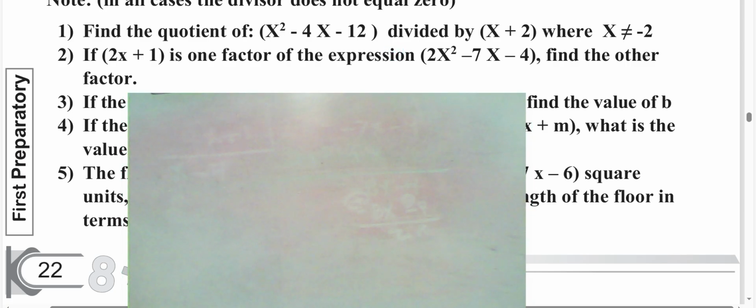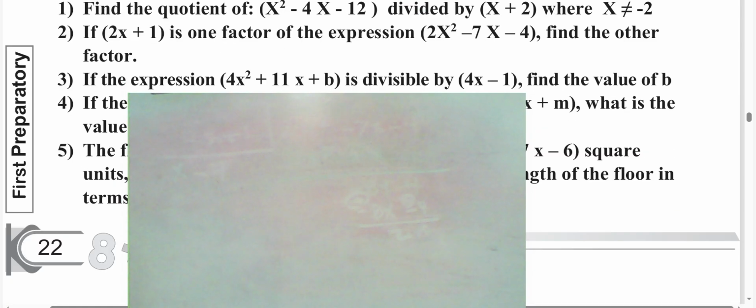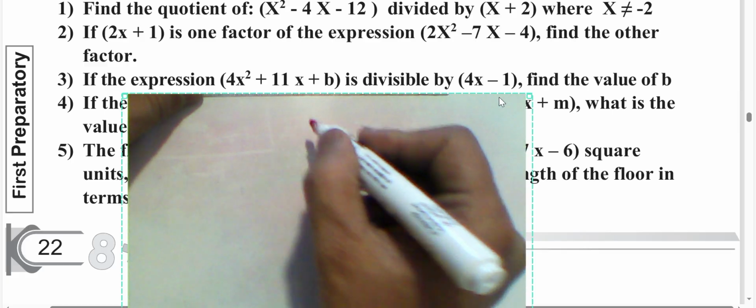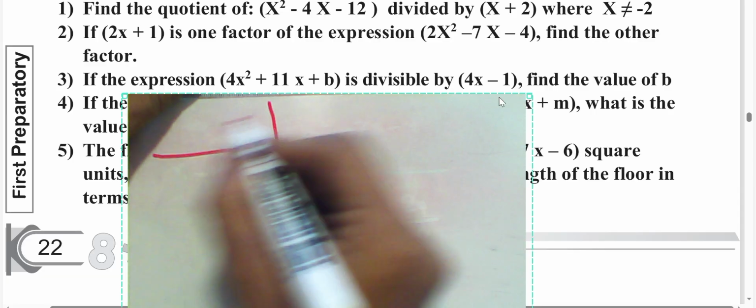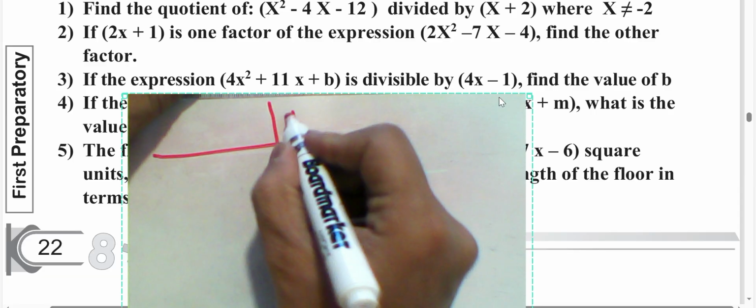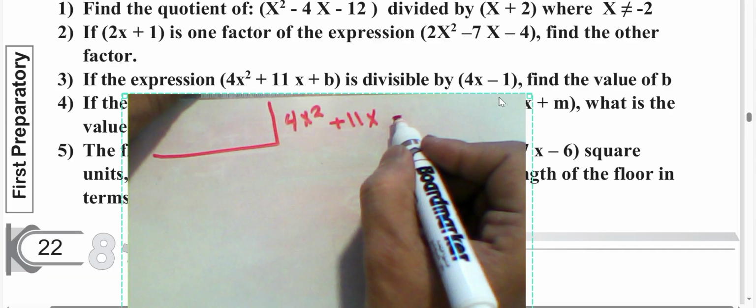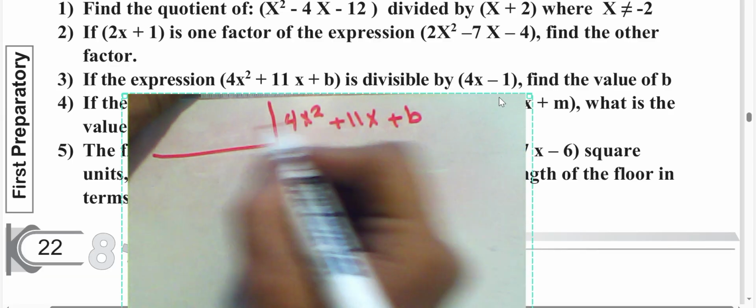Next question number 3. The expression is divisible by 4x minus 1. Find the value of b. Okay, it's a new question. So you must pay attention to the steps. Look at it with me here. We have 4x power 2 plus 11x plus b divided by 4x minus 1.